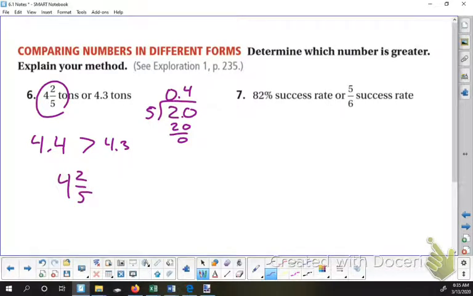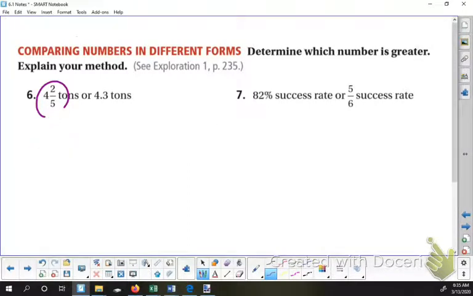Now, of course, that's not the only way to do it. This just came to me, I could change this to a fraction. That would be 4 3/10. This is 4 2/5. I can change the 5 into a 10 by multiplying by 2. That will give me 4 4/10. 4 4/10 is greater than 4 3/10. Could do it that way also. So either way that you're going, a little bit of math to do on those.